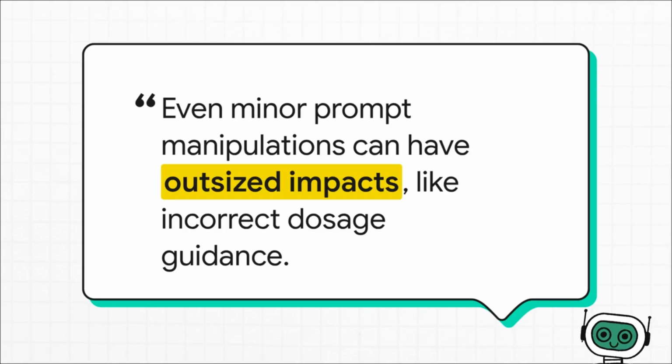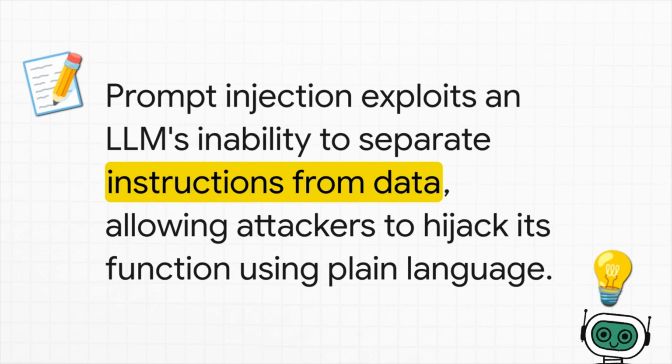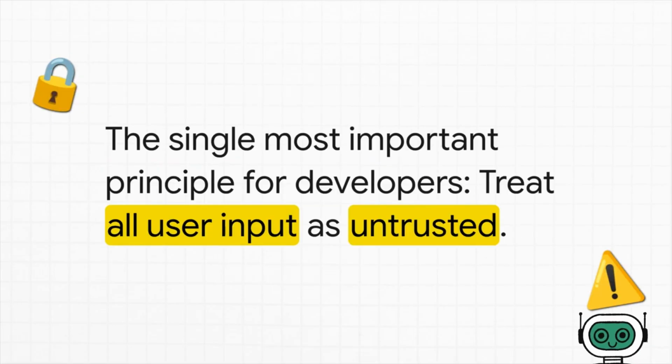all because of a cleverly worded prompt. So, to wrap it all up, prompt injection works by exploiting an LLM's inability to separate its instructions from user data. This allows an attacker to hijack its function using nothing more than plain language. And that brings us to the single most important takeaway. If you are building anything with this tech, you have to follow a classic security principle. Treat all user input as untrusted. Every single string a user provides could be an attempt to manipulate your model.